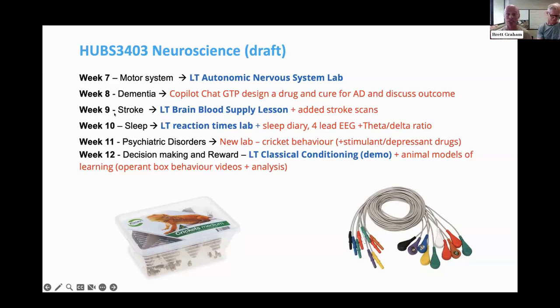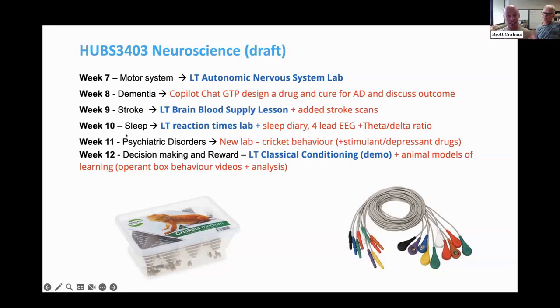Week 9, we have a lot of stroke researchers here, and there's a week on stroke, which we will scaffold the LT support for around the brain blood supply lesson that's already in there. However, being stroke researchers and clinicians, they're going to embellish that with some more information and scans.